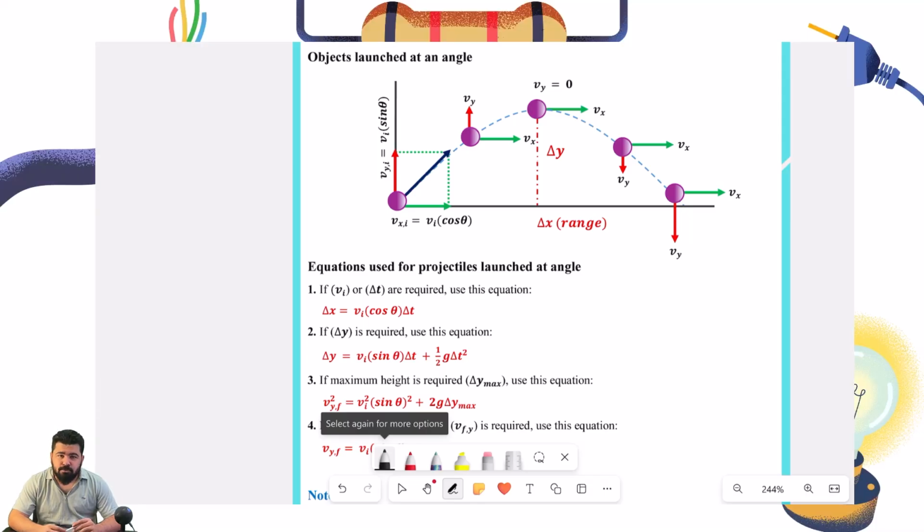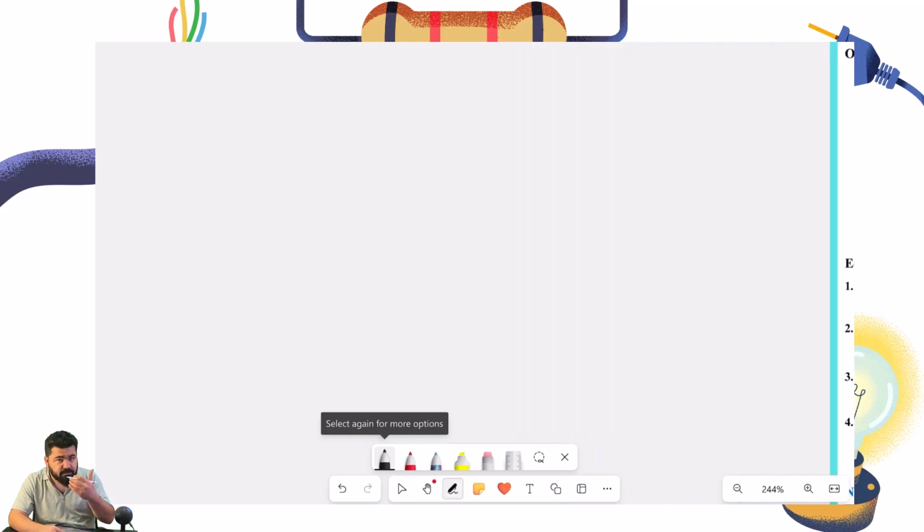In this lesson, we're going to be talking about objects that are thrown at an angle. In the previous video, we talked about objects that are thrown off an inclined plane. We said that Vy initial is 0 when the object is thrown. Vx was always constant throughout the process; it was only Vy that was changing.